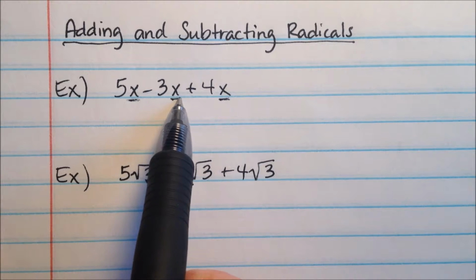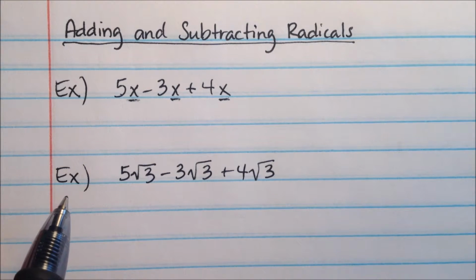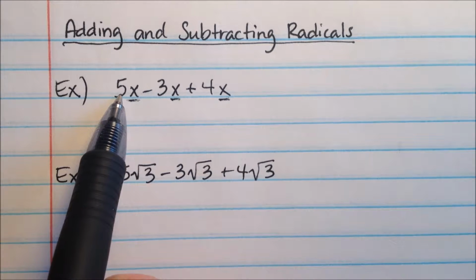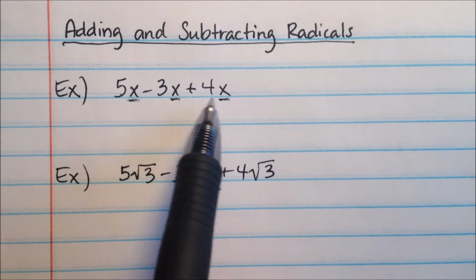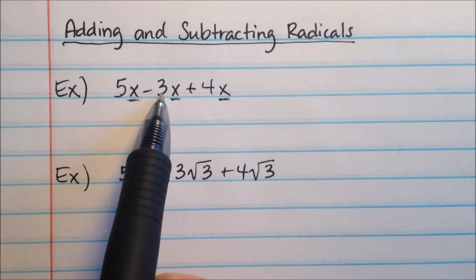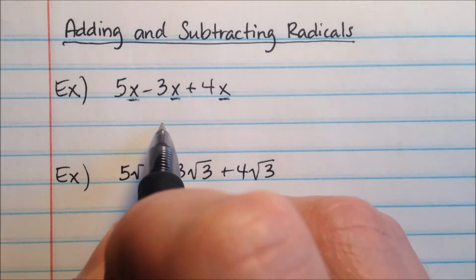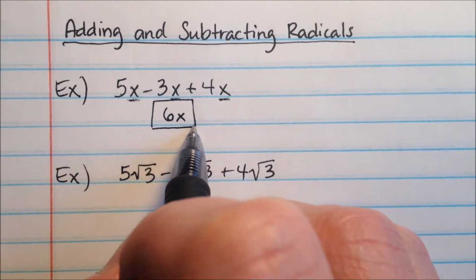So when that's the case, we're just going to do the arithmetic on the coefficients as it's instructed to do. So if we have 5 minus 3 plus 4, all of these are going to be x's, so the x's are just going to come along for the ride. So 5 minus 3 is 2, and 2 plus 4 is 6. So that'll be 6x for our answer right there.